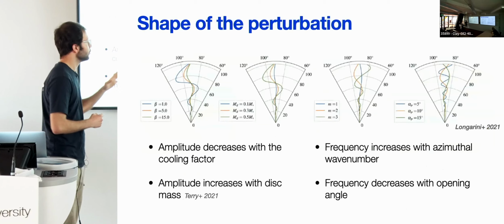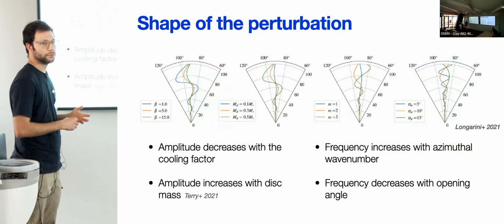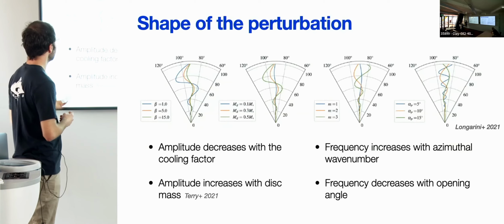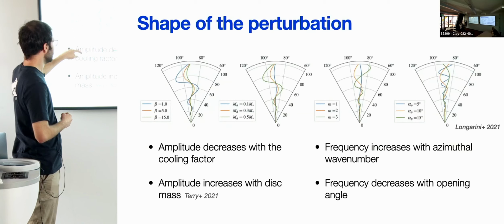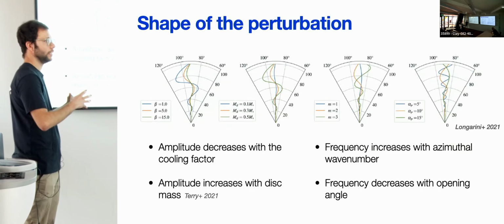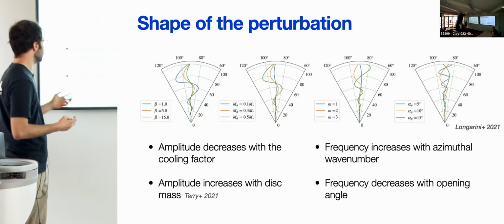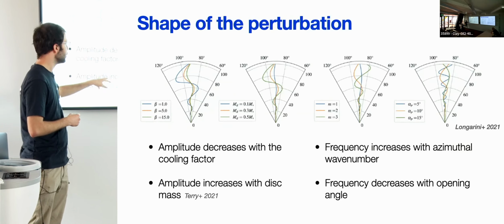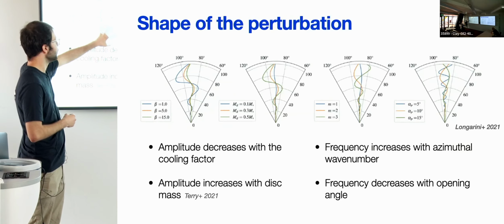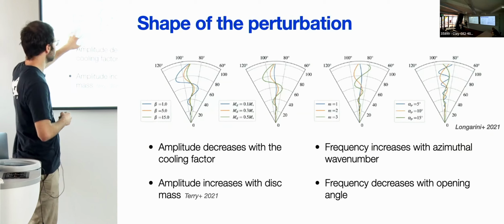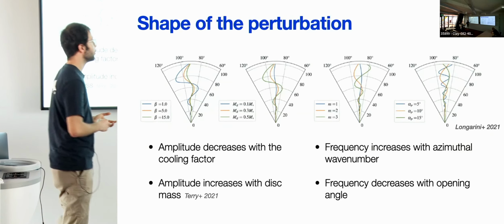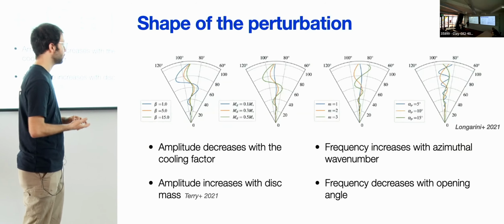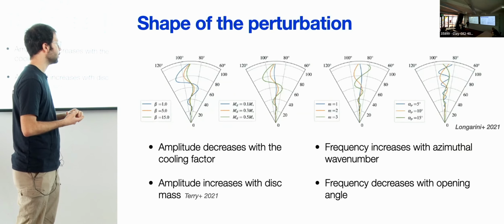So we have this perturbation, the GI wiggle, and we want to understand how it depends on different parameters of the disk. The amplitude of the perturbation depends on the cooling factor, so on the amount of angular momentum we are transferring in the disk. And also, it depends on the disk mass, so it increases with the disk mass. And you can see that there is a degeneracy between these two parameters in terms of amplitude. While the frequency of this perturbation increases with the azimuthal wave number, so with the number of spiral arms, and decreases with the opening angle.